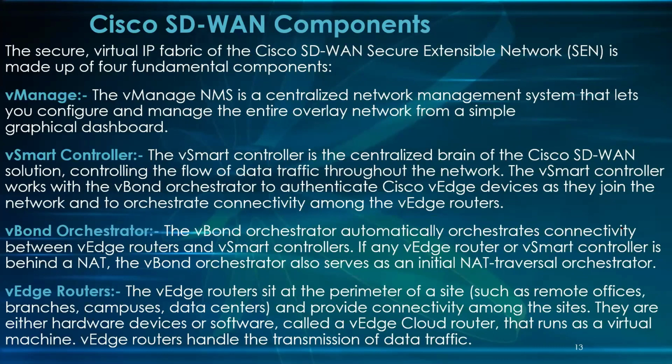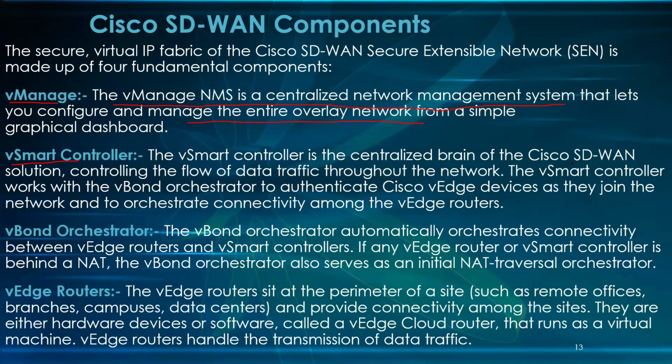Now, same thing we were talking about: the secure virtual IP fabric of this Cisco SD-WAN secure extensible network is made up of four fundamental components. Those components we have talked about. The vManage is the centralized network management system, NMS, that lets you configure and manage the entire overlay with a simple graphical dashboard. The other one is the vSmart. The vSmart controller is the centralized brain of the Cisco SD-WAN solution. Why do we say it is a brain? Because it has the control plane power.